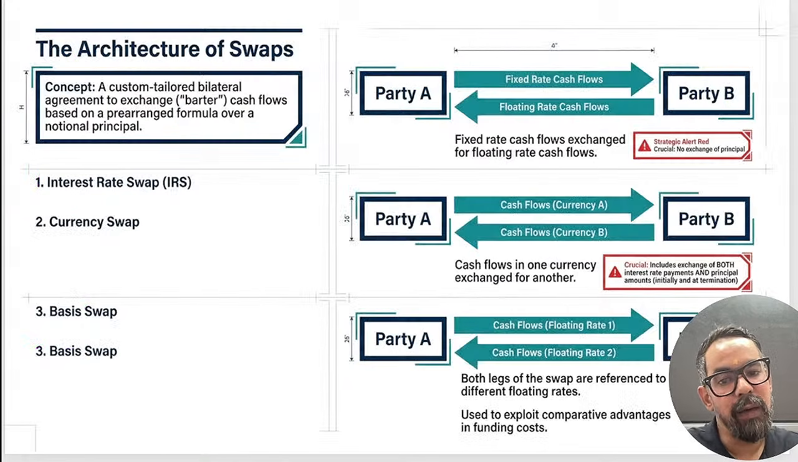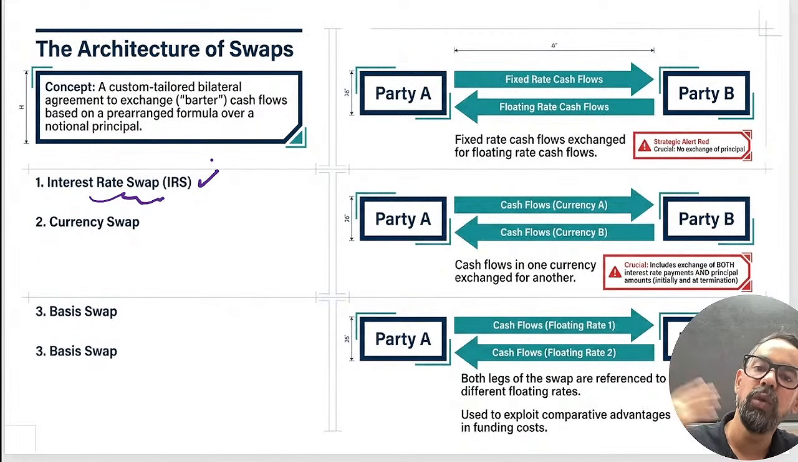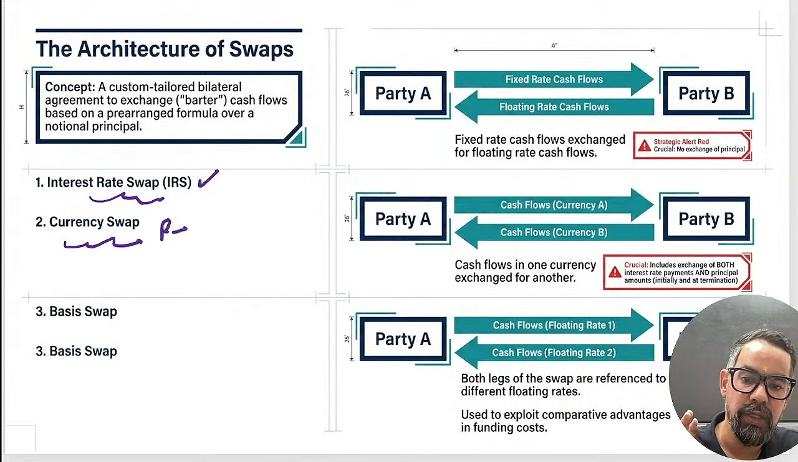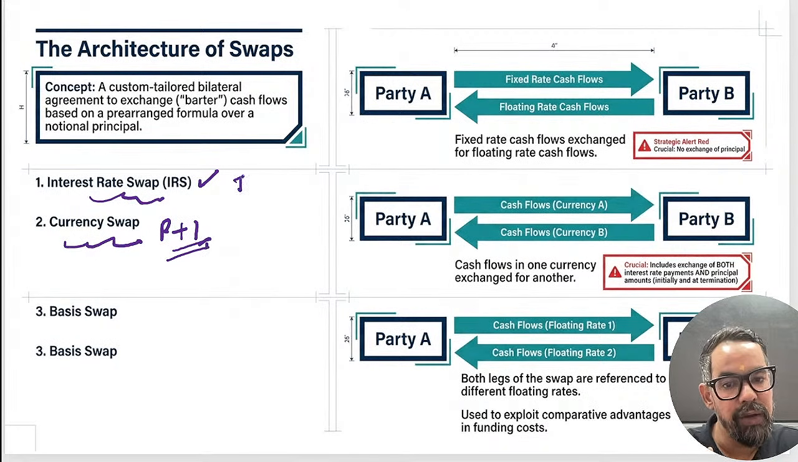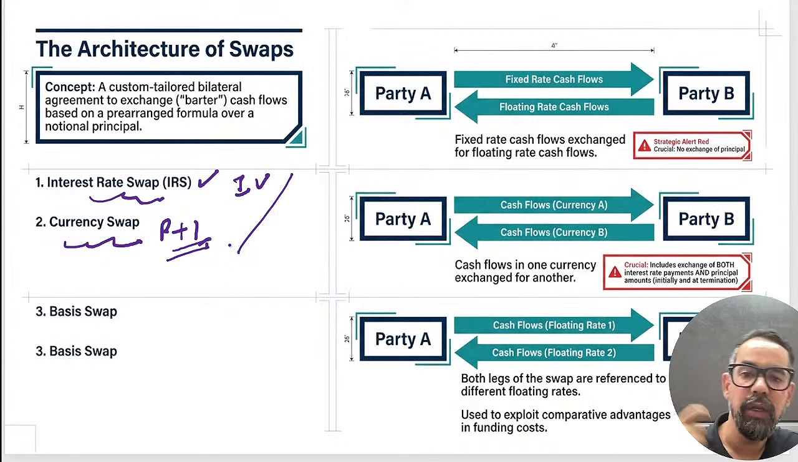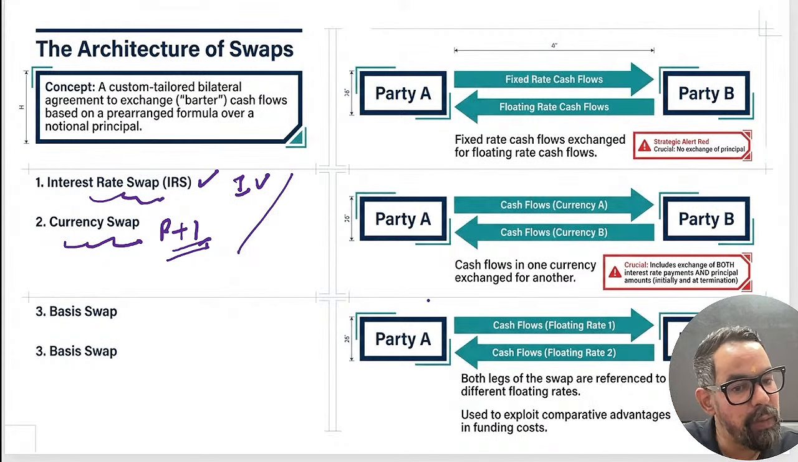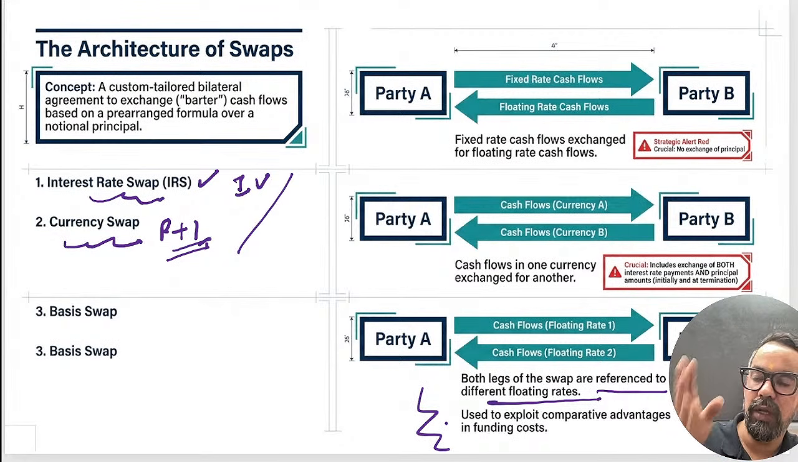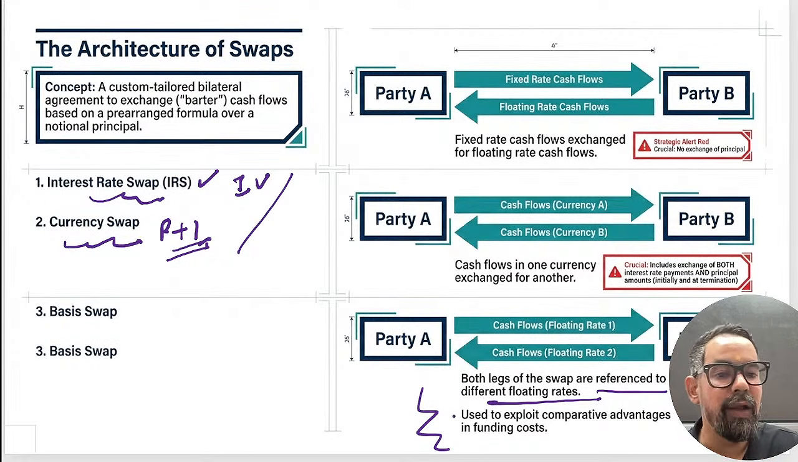So we have an interest rate swap where we only exchange interest in two currencies. In a currency swap we exchange principal as well as interest, and here interest only. Mostly these things happen in foreign currencies. Basis swap, both legs of the swap refer to different floating rates, meaning one is linked to MCLR or MIBOR, another one is linked to LIBOR. That kind of arrangement generally comes under the basis swap.